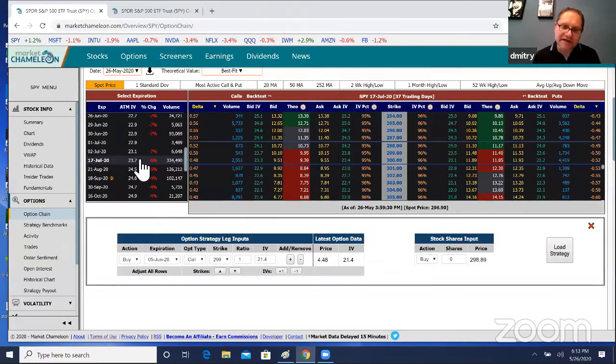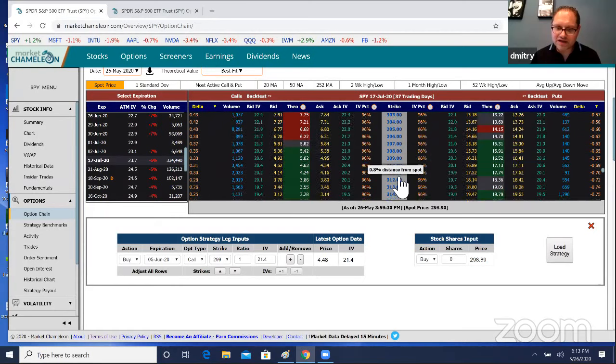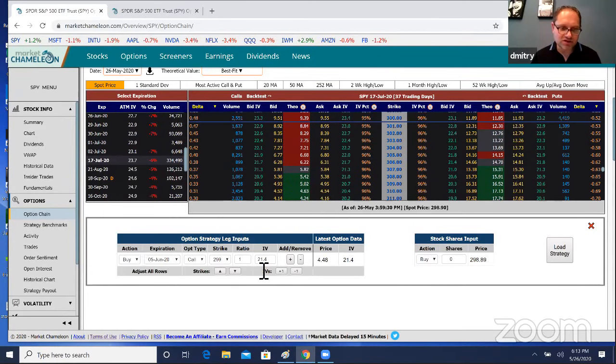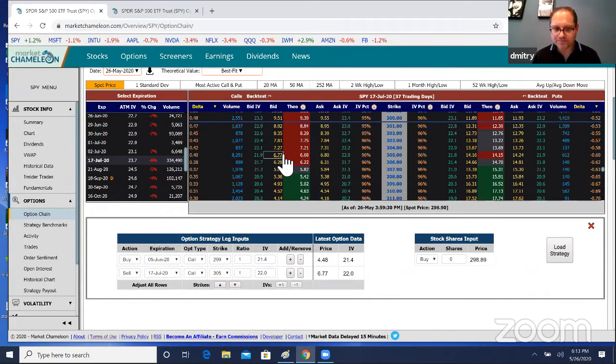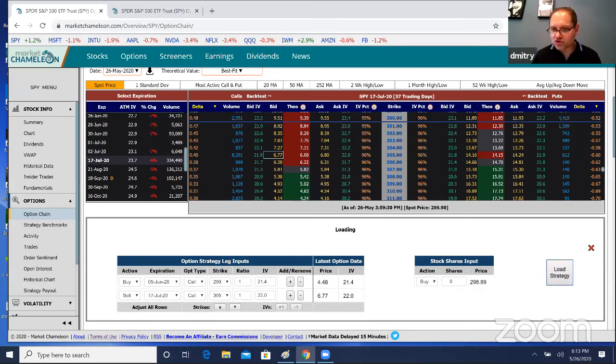So I'm not going to sell an at the money. What I'm going to do is a diagonal, and let's just say I want a credit. So I'm going to sell something above $4.48. Let's just sell this one, the 305 call. So let's see what this looks like.